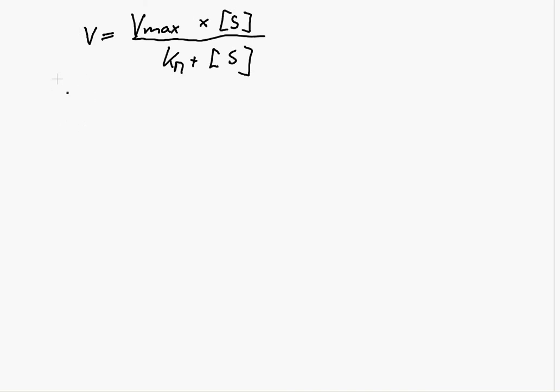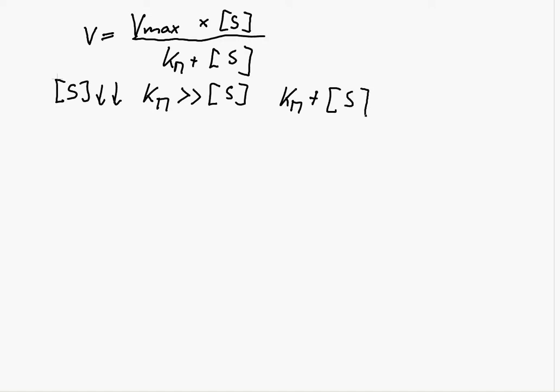Now, what would happen if the substrate concentration was very, very low, and the substrate concentration is much smaller than Km? Well, in this case, I can write Km plus substrate concentration is very close to Km. The substrate concentration itself is very small, so it doesn't make a huge difference to Km.